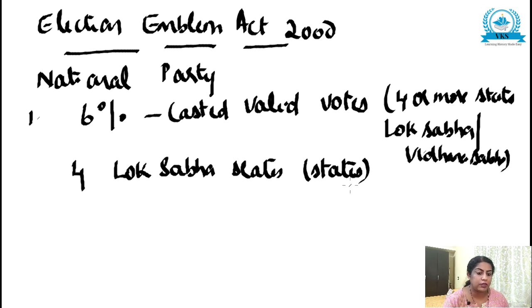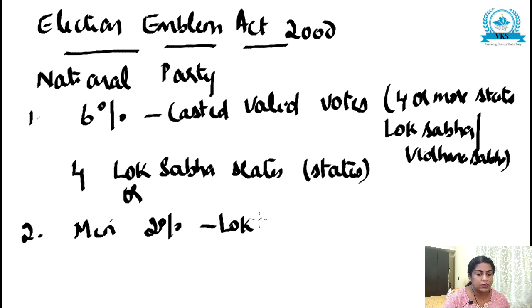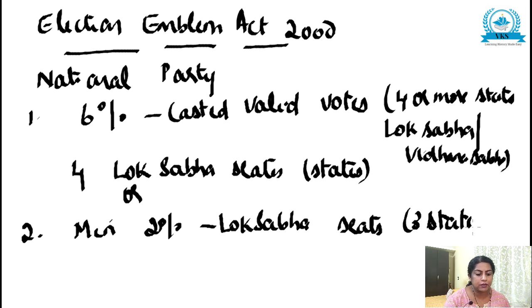6% of cast valid votes in 4 or more states in Lok Sabha or Vidhan Sabha, and 4 Lok Sabha seats in any state or states. That is one criterion. Or the second one is minimum 2% of Lok Sabha seats in 3 states. So these are the criteria for a party to be recognized as a national party by the Election Commission of India.